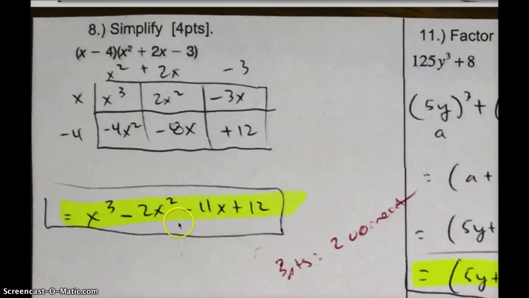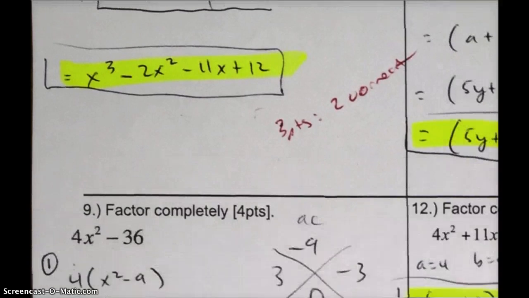If you had at least 2 of these terms correct, maybe you have a 12 and an x to the third, I gave you 3 points. If you had 1 of these correct, I gave you 1 point. I mean, an extra point, so that would be 2 points total.